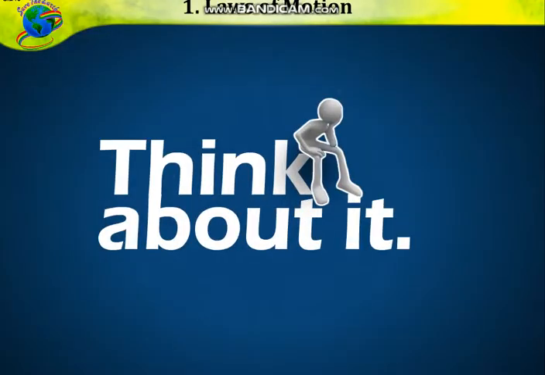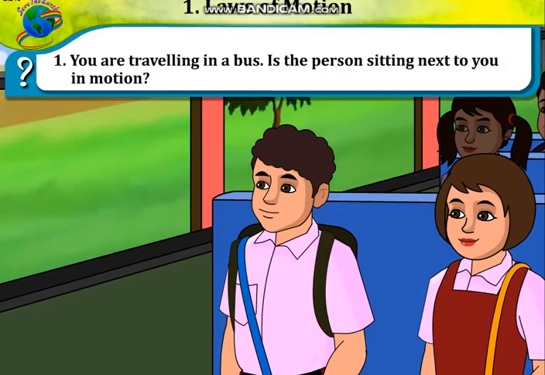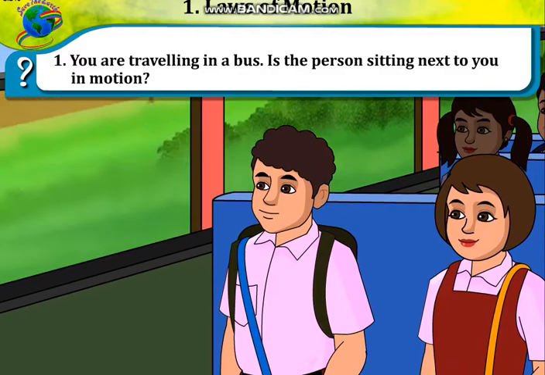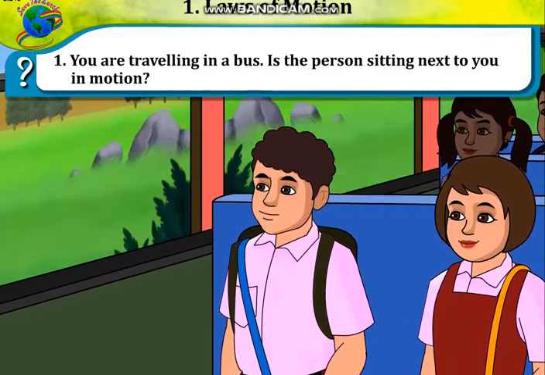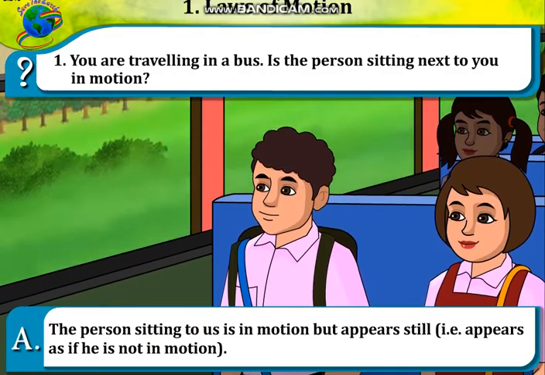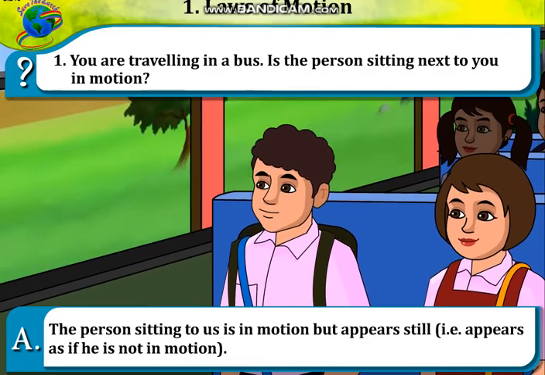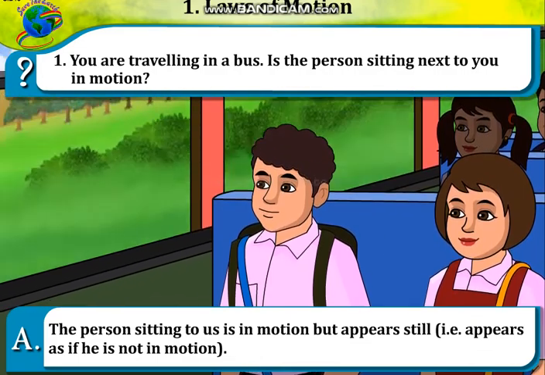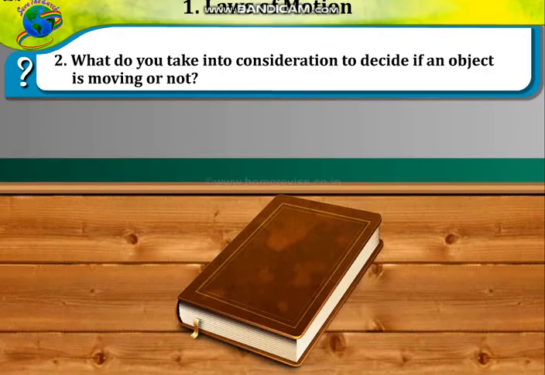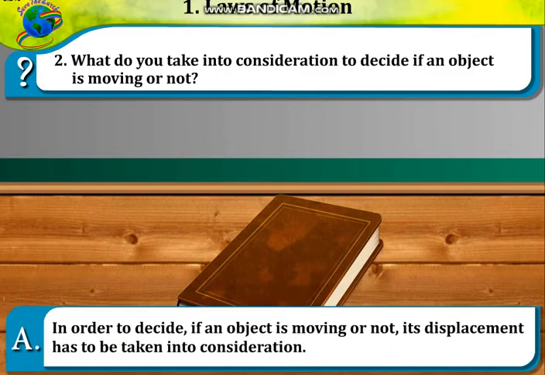Think about it. 1. You are traveling in a bus. Is the person sitting next to you in motion? The person sitting next to us is in motion but appears still, that is, appears as if he is not in motion. 2. What do you take into consideration to decide if an object is moving or not? In order to decide if an object is moving or not, its displacement has to be taken into consideration.